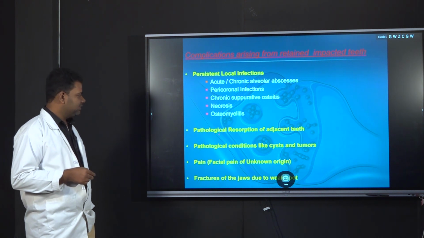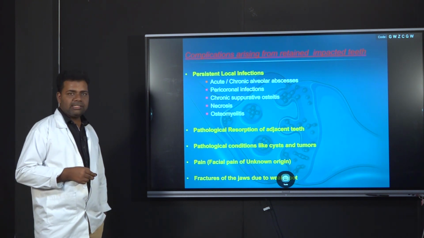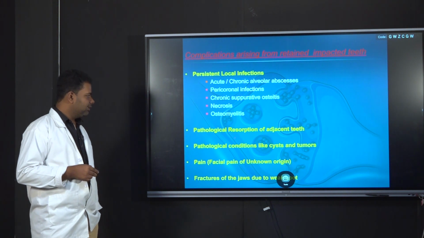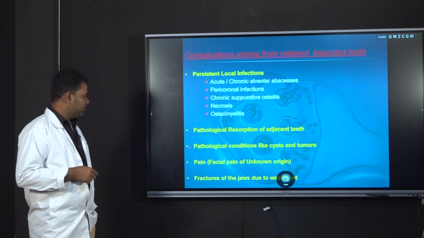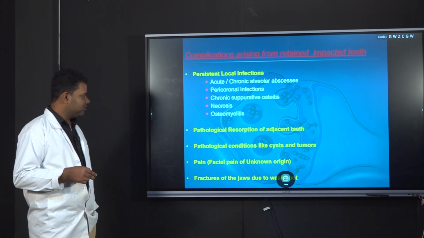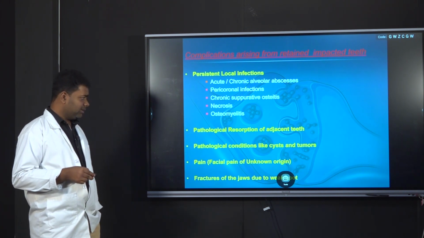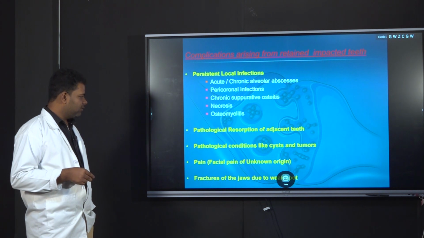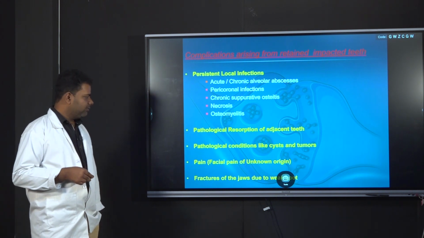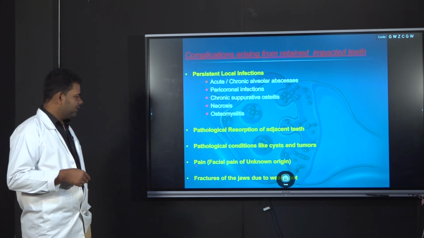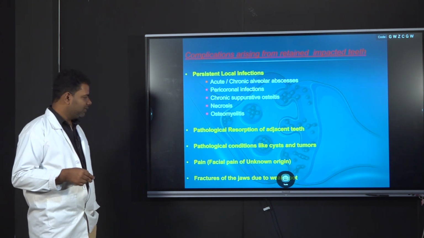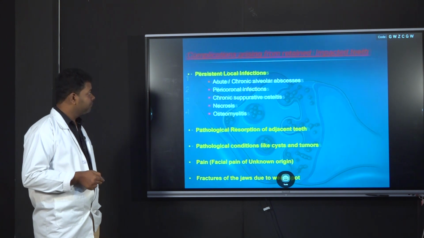So if there is a cyst or tumor present in relation to the third molar, and we don't remove that tooth, resorption of the adjacent teeth, especially roots, can happen, and pathological conditions like cysts and tumors can grow aggressively. Facial pain of unknown origin can also occur due to the retained impacted teeth, and also fractures of the jaws due to weak spots.